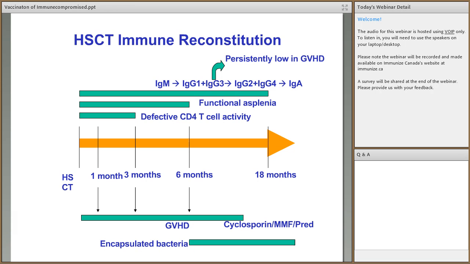So again, this is the immune reconstitution response in stem cell transplant patients. At 1 month, your neutrophils return. At 3 months, your CD4 T cells start to return. You also have functional asplenia ongoing, and you also have low antibodies in general. So across this time period, there is risk for infections, but vaccinations usually will not work very well. However, we do recommend starting vaccinations around the 3 to 6 month period to at least give some partial immunity.